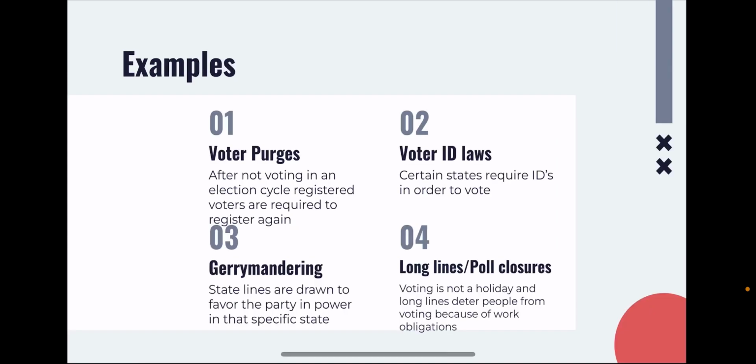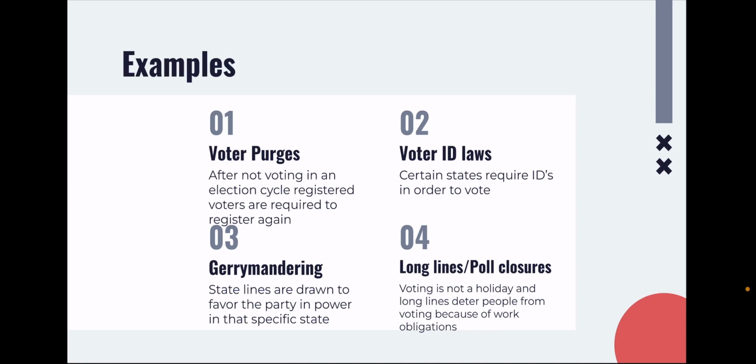counterparts. Some examples that consist but aren't limited to: Number 1, voter purges. After not voting in an election cycle, registered voters are required to register again. In the 2016 and 2018 elections, 17 million voters have been removed from the list. Communities of color are more likely to be removed from the list, according to the Brennan Center for Justice.